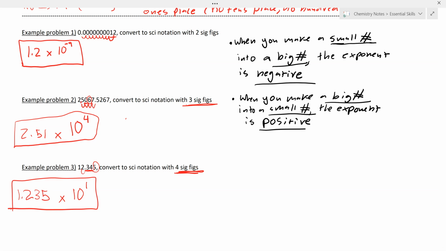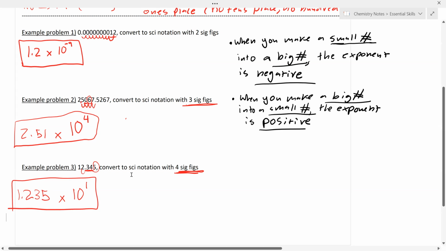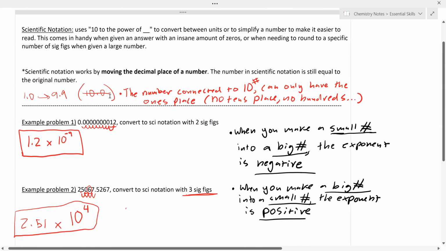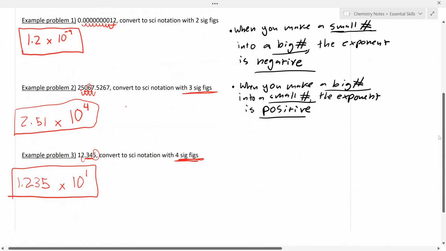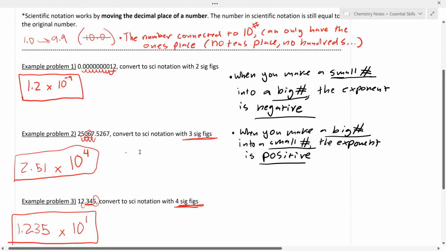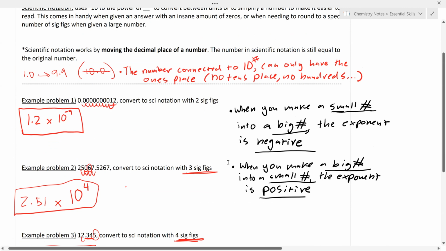And then, let's see. Another point I want to make. Oh, actually, that might be in a different one. That is in a different one. Never mind. I don't have another point to make.